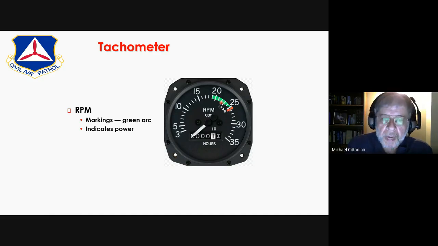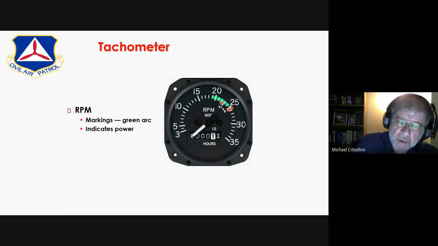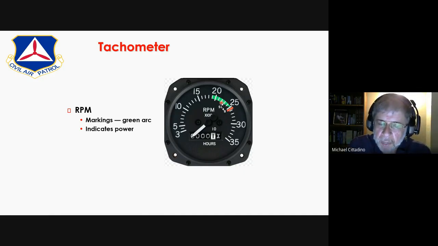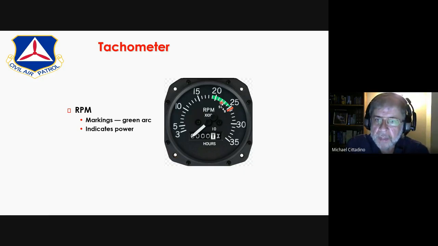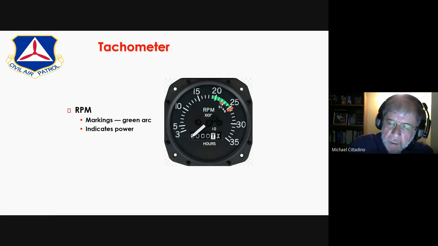The Cessna 182 has what's called a variable speed propeller or variable pitch propeller, which allows the pilot to alter the pitch of the propeller while the aircraft is in flight. That propeller is connected to the engine through a gearing mechanism. And so the RPM on the tachometer reflects the RPM of the propeller, not necessarily the power output of the engine, which is measured through a different instrument.